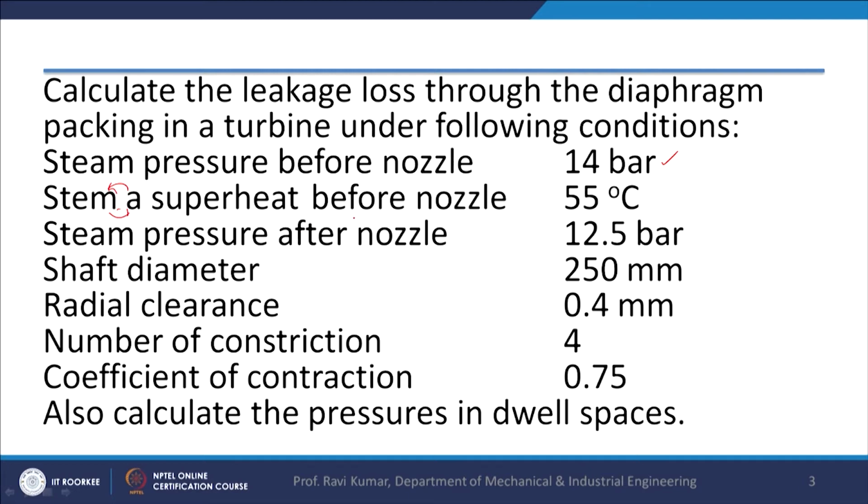Steam superheat before nozzle is 55 degrees centigrade. Steam pressure after nozzle is 12.5 bar. Shaft diameter is 250 mm. Radial clearance between the blades and the shaft is 0.4 mm, because some clearance has to be provided.